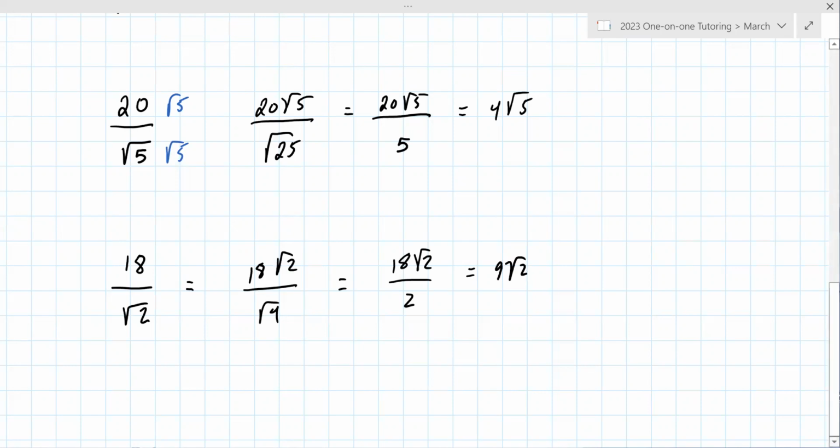Okay, so this is good. I mean, this is kind of the first type that you'll see. The next type is where it doesn't always work out.